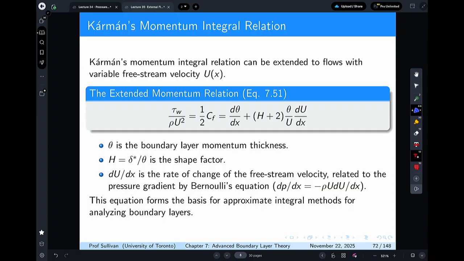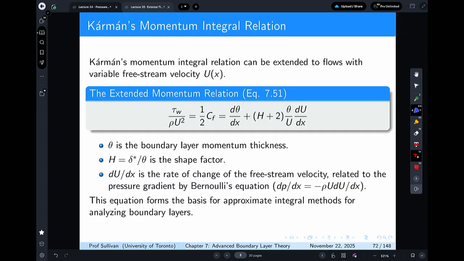So it's half of the friction coefficient. And if you do that, you can set it up in terms of d theta dx, H plus 2 theta over u du dx. Now, theta is the boundary layer momentum thickness. I did update my slides for this since last time, so we had a set of definitions for that, but basically it's how much momentum is taken from the flow because of the existence of the boundary layer.